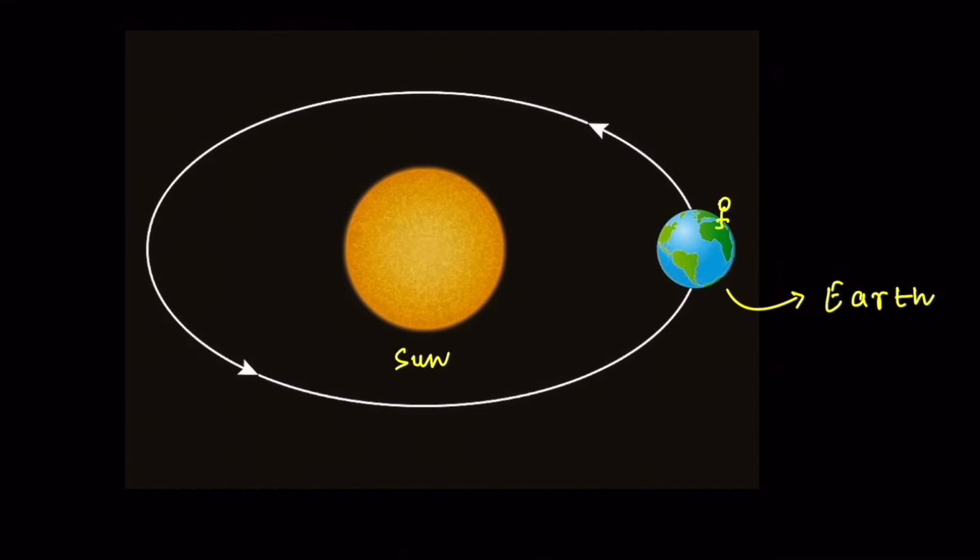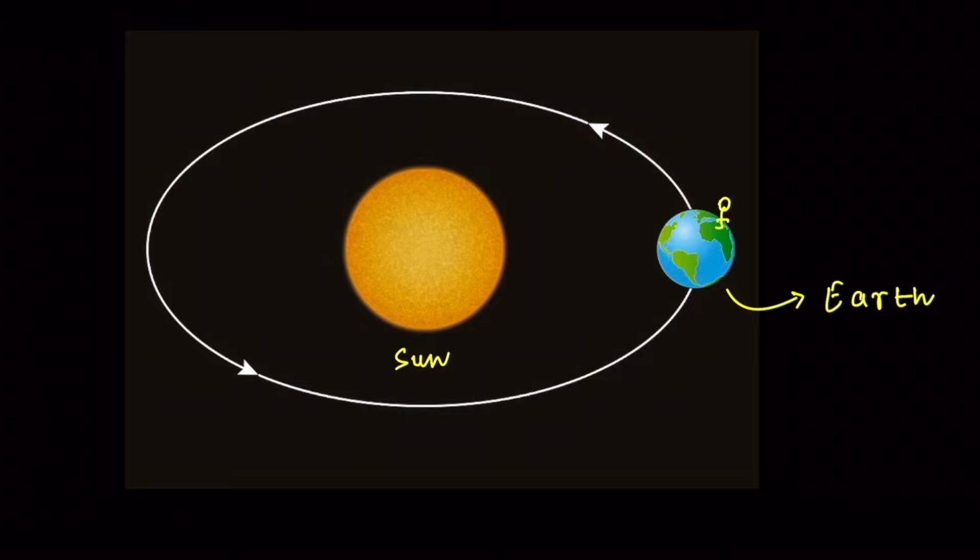In this example, here is the earth and here is the sun. We know that the earth revolves around the sun and the speed of this rotation is constant. It means it is an example of uniform circular motion. When our reference is the sun, with respect to that, the Earth is rotating.